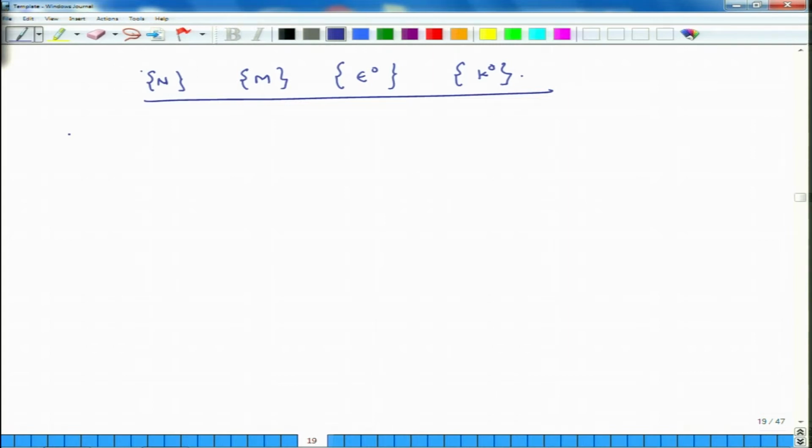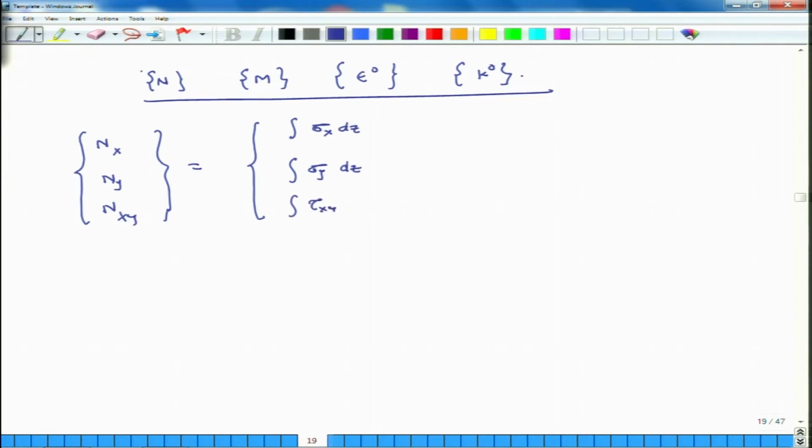We will first consider the force resultants. The force resultants Nx, Ny, Nxy we have defined as the integral of sigma x dz, integral of sigma y dz, integral of tau xy dz, and in all these it is from minus h over 2 to plus h over 2, and the same for the other two integrals.